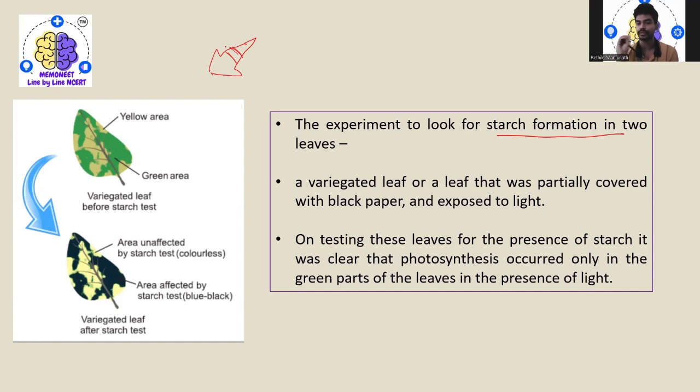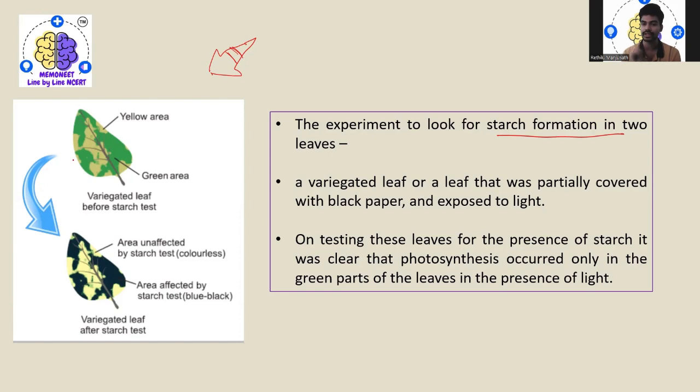On testing these leaves for the presence of starch, it was clear that photosynthesis occurred only in the green parts of the leaf in the presence of light. Once they tested where exactly the starch is present, only in the green part of the leaf could they observe the presence of starch. The area unaffected by the starch test, that means absence of starch, was colorless, and the area affected by the starch test was blue-black in color.